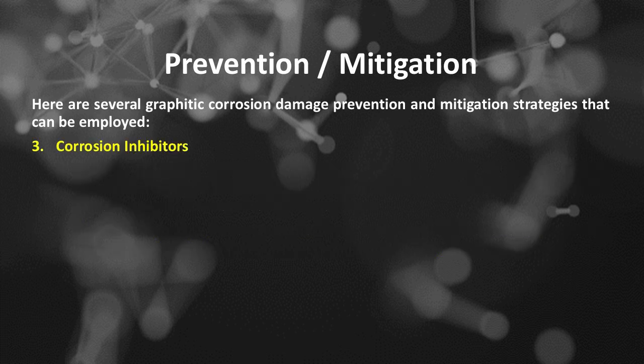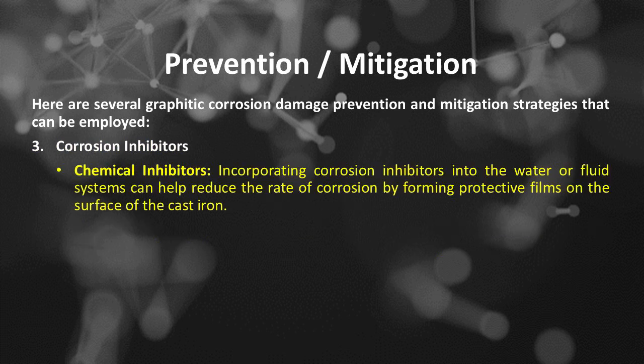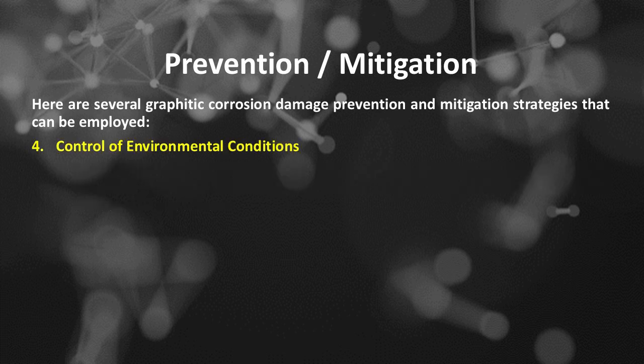Number 3 is corrosion inhibitors. Chemical inhibitors. Incorporating corrosion inhibitors into the water or fluid systems can help reduce the rate of corrosion by forming protective films on the surface of the cast iron. Number 4 is control of environmental conditions.